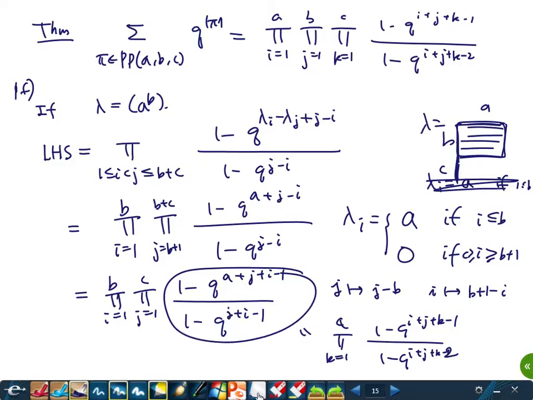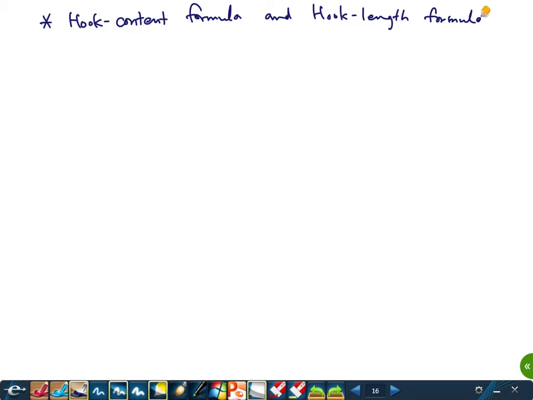All right. And this theorem also shows a very famous formula called the hook content formula, and the hook length formula. So let me define some notation. Lambda is a partition. X is in lambda.